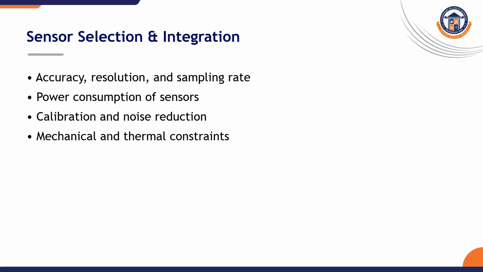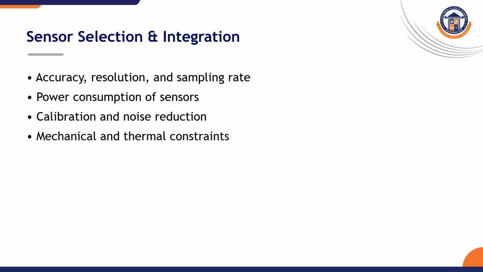And next is the sensor selection and integration. When selecting a sensor, you have to consider some properties of the sensor, that is how much resolution it will provide, how much accuracy it will give, and what sampling rate it supports when converting from ADC to DAC. That kind of conversion ratio must support the sampling rate. And next, the individual sensors' power consumption is to be considered.